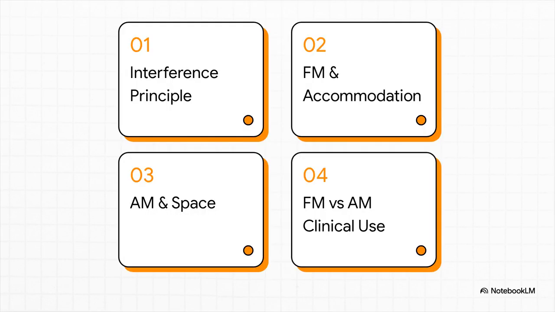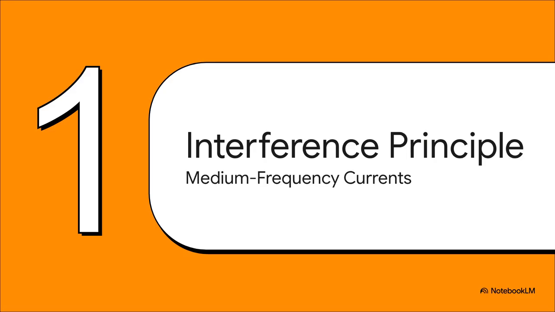Here is our roadmap for today. Number 1, the principle of interference. Number 2, frequency modulation and accommodation. Number 3, amplitude modulation and space. And finally, number 4, clinical application, FM versus AM. All right, starting right off with Section 1, the principle of interference.